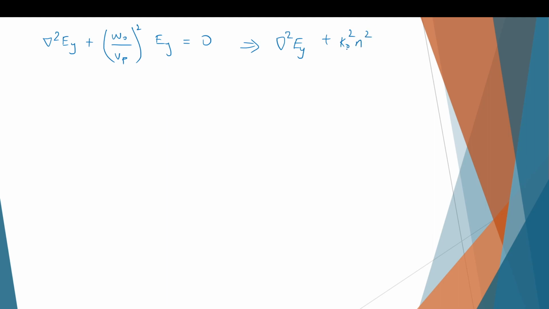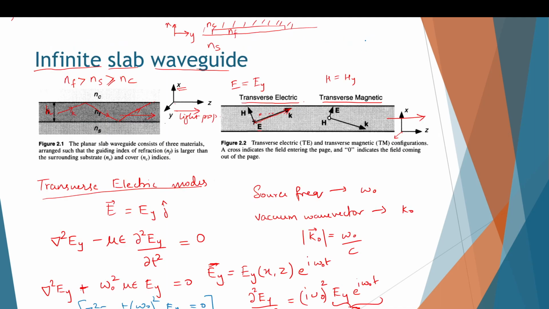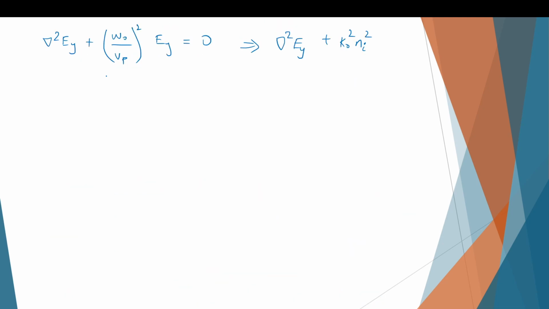N is the refractive index, and I just put it as Ni because we have not specified whether we are solving in this region or this region now. So for now I'll just put it as Ni. This Ni can be either film refractive index or cladding refractive index, anything, right? So this will be Ni square. K naught Ni is nothing but omega naught by Vp. So by now, I think you are familiar with these equations, right? Ey is equal to 0.